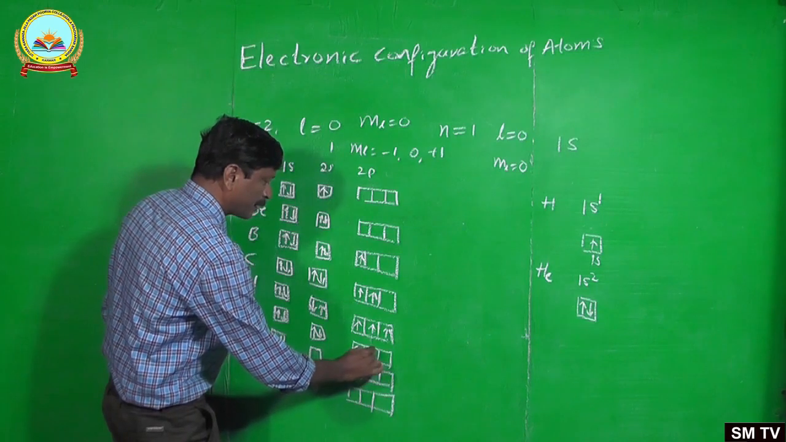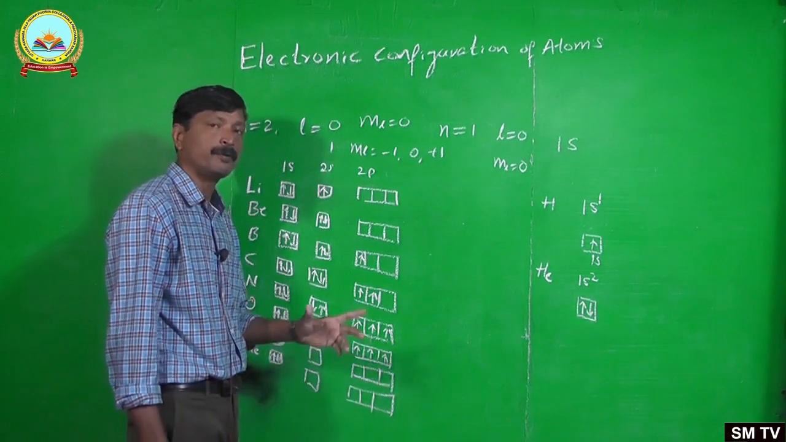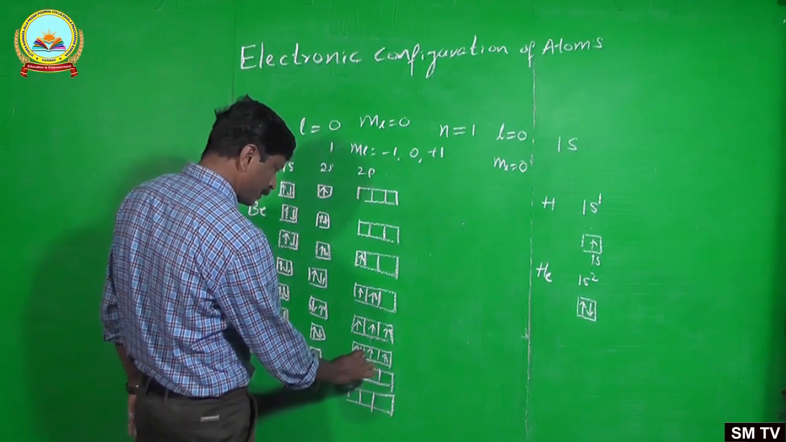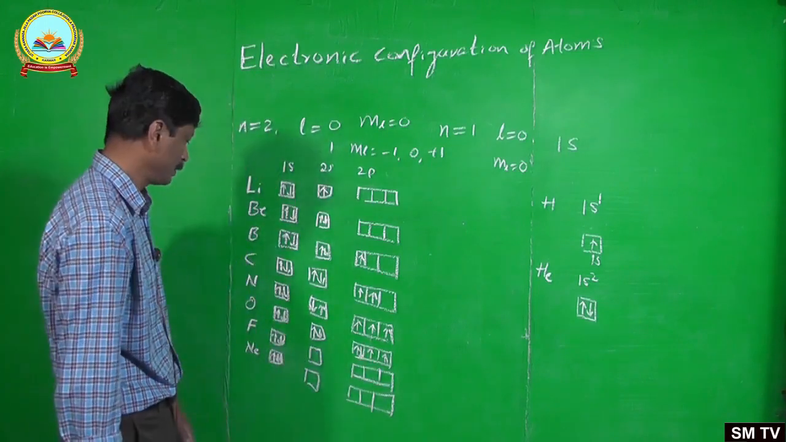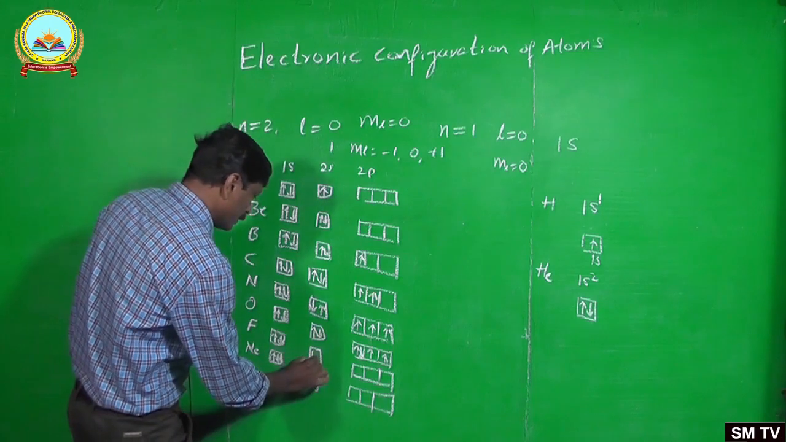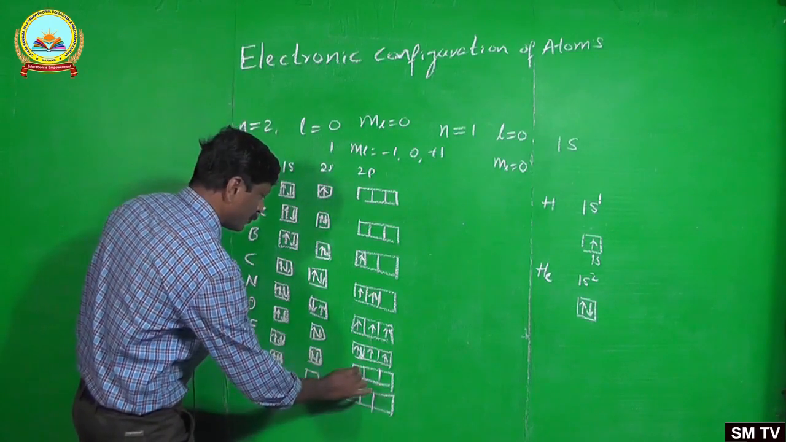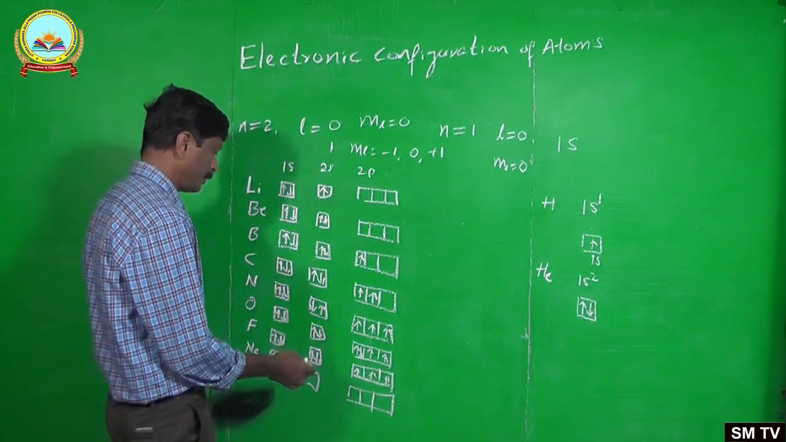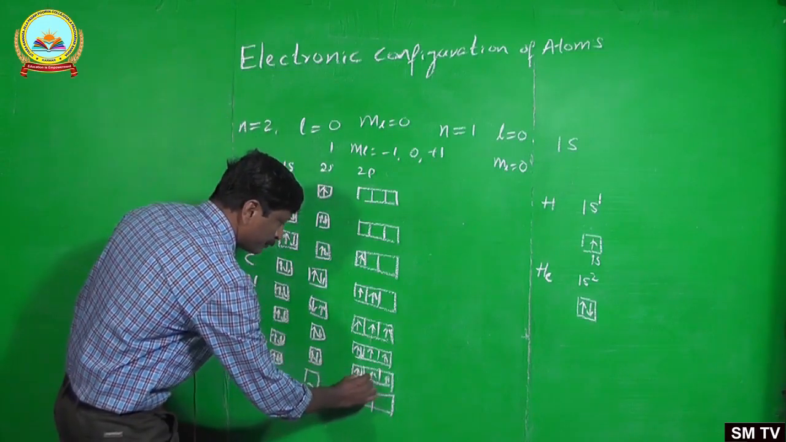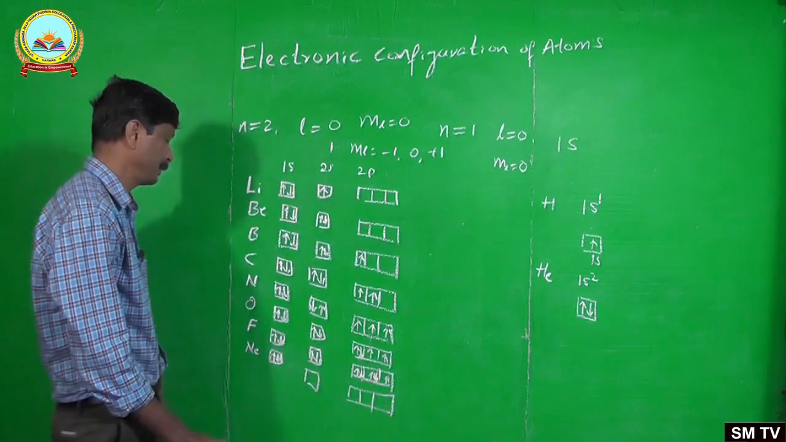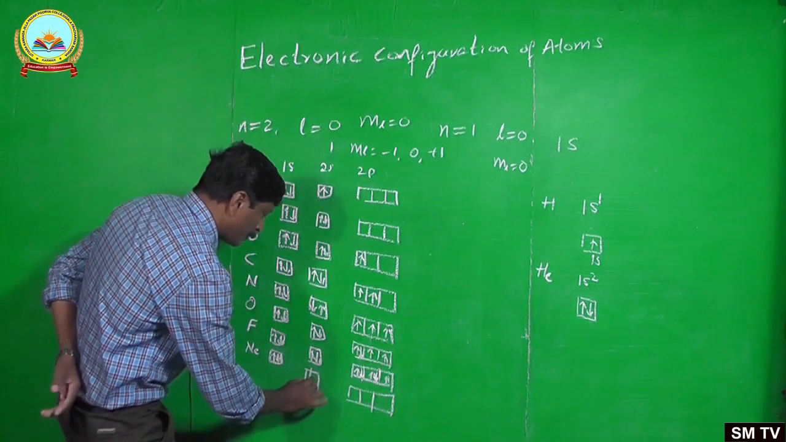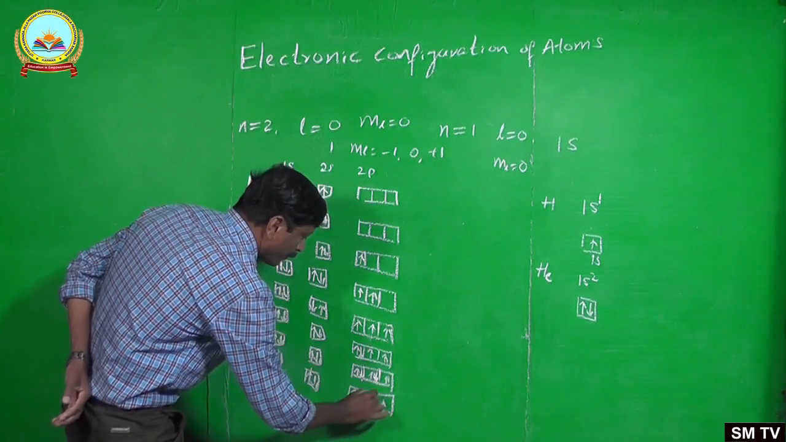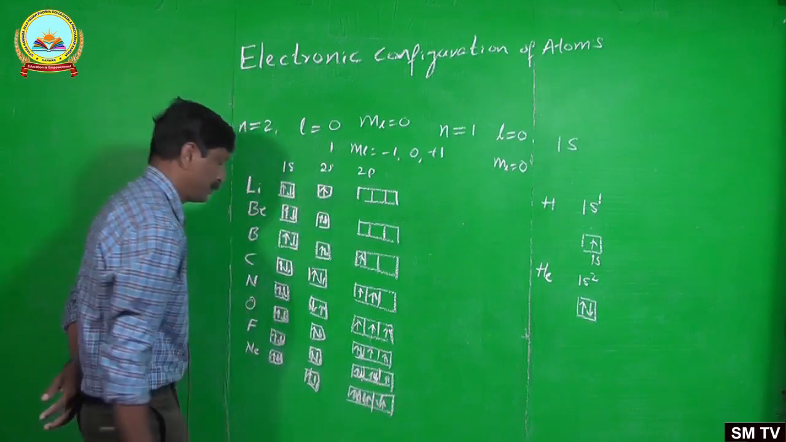Now, how many electrons are present in the p orbitals? 4. At first they are singly occupied. Next, the fourth electron is paired up. And fluorine, atomic number 9: 1, 2, 3. The whole 5 p electrons are present in the p orbitals. The 2 are paired up. And neon, atomic number 10. Now all the electrons are paired up. There is no unpaired electron.